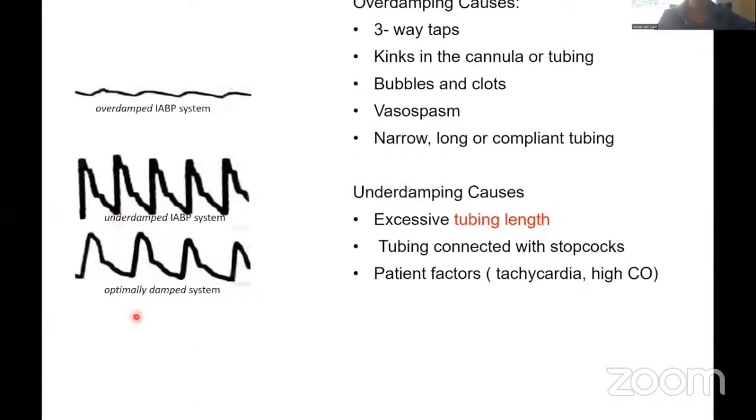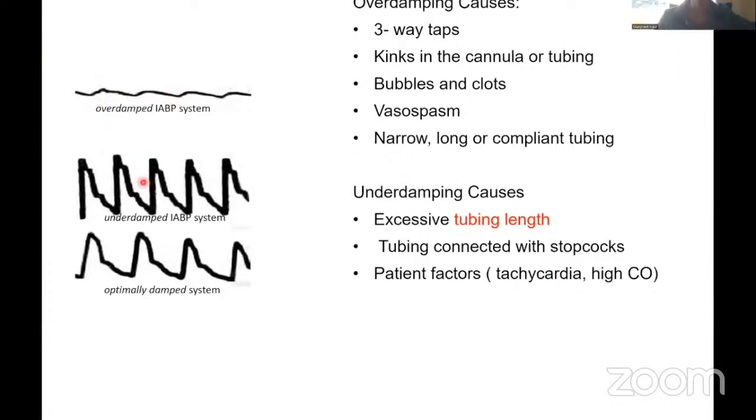This is what is called the optimally damped system. The damping coefficient is around 0.7, which provides the best balance between the speed of response and the accuracy. Whenever we have a lot of kinks or three-ways or bubbles in the system, you will find this overdamped system quite common, in that we flush the system and then we get an optimally damped system.